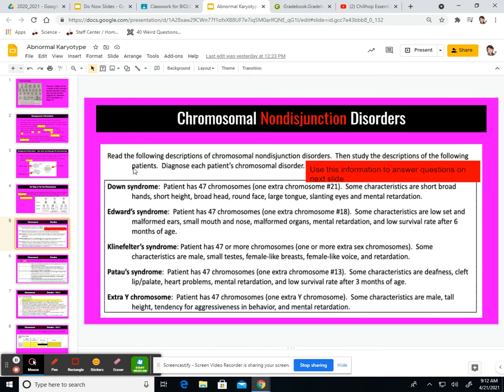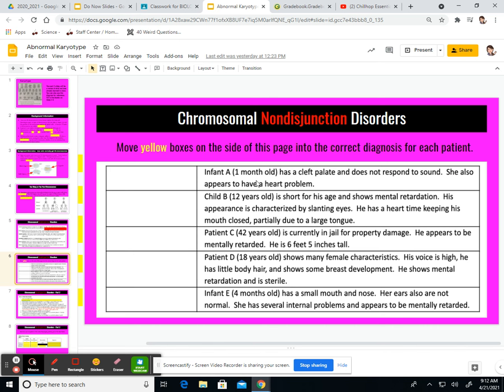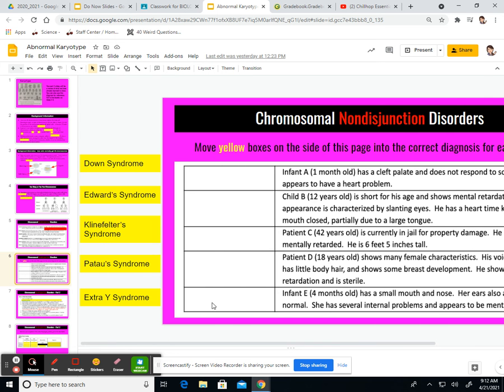Slide 5 gives us some new instructions. You are given some information about some chromosomal non-disjunction disorders. So you're going to read through those. It tells you to use this information to answer the questions on the next slide. So you're going to read through the different disorders or syndromes. Slide 6, you're going to read about 5 different patients, and based off of what you read on the previous slide, match up the syndrome to the patient.